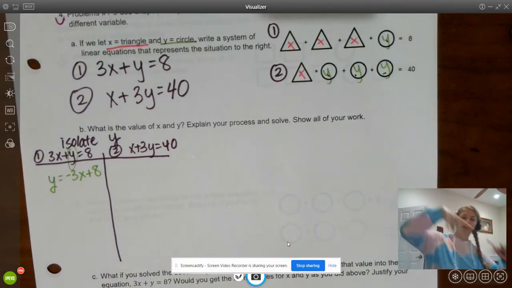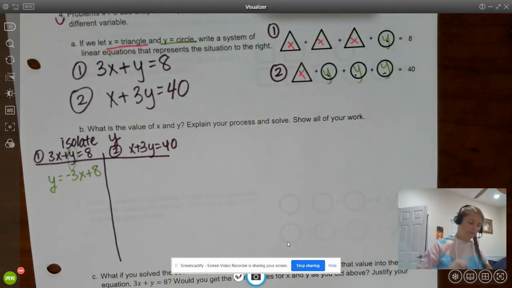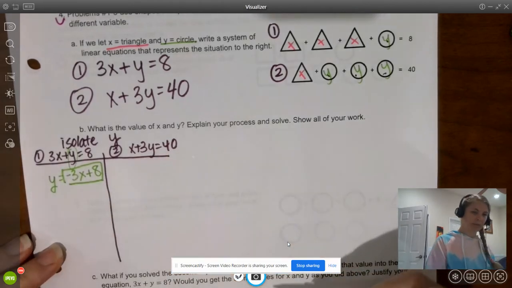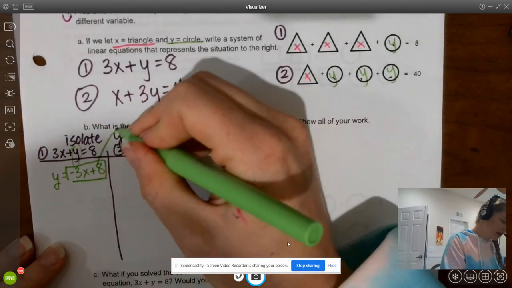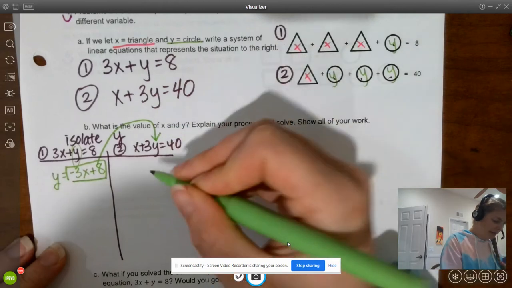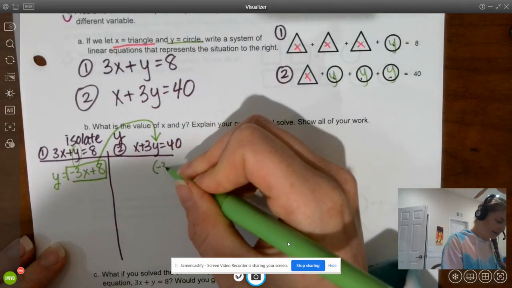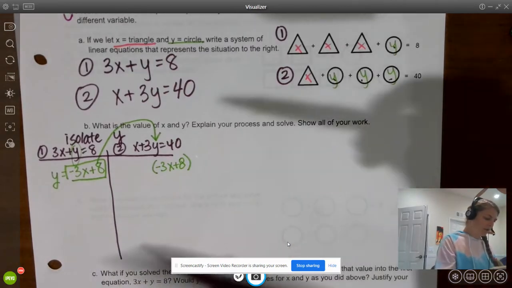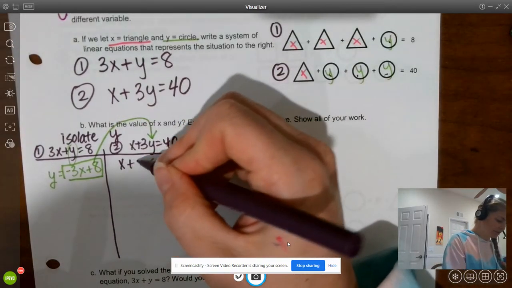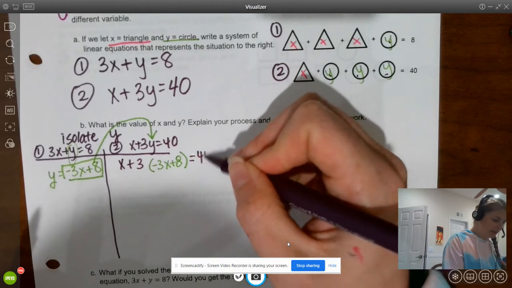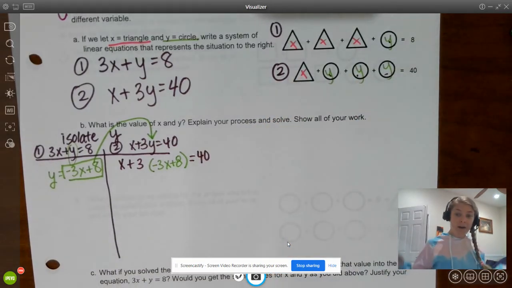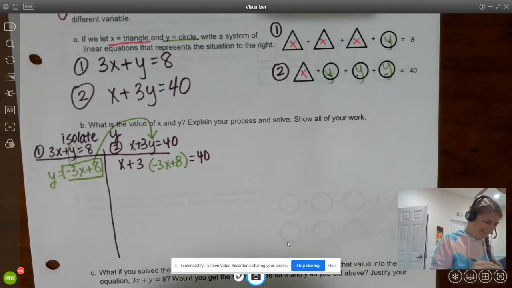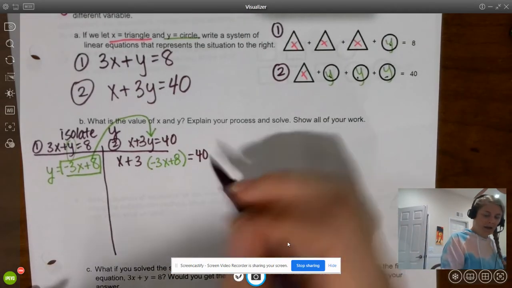Now this is like a dance. We're going to isolate, substitute, isolate, plug in. So what we have here is we know that y is equal to negative 3x plus 8. So we're using the other equation and substituting that in for y. Y is negative 3x plus 8. And we're just going to write everything else around it. Gee golly, now we only have one equation with one unknown. Yay, we know how to solve this, you guys. Okay, so let's simplify this.